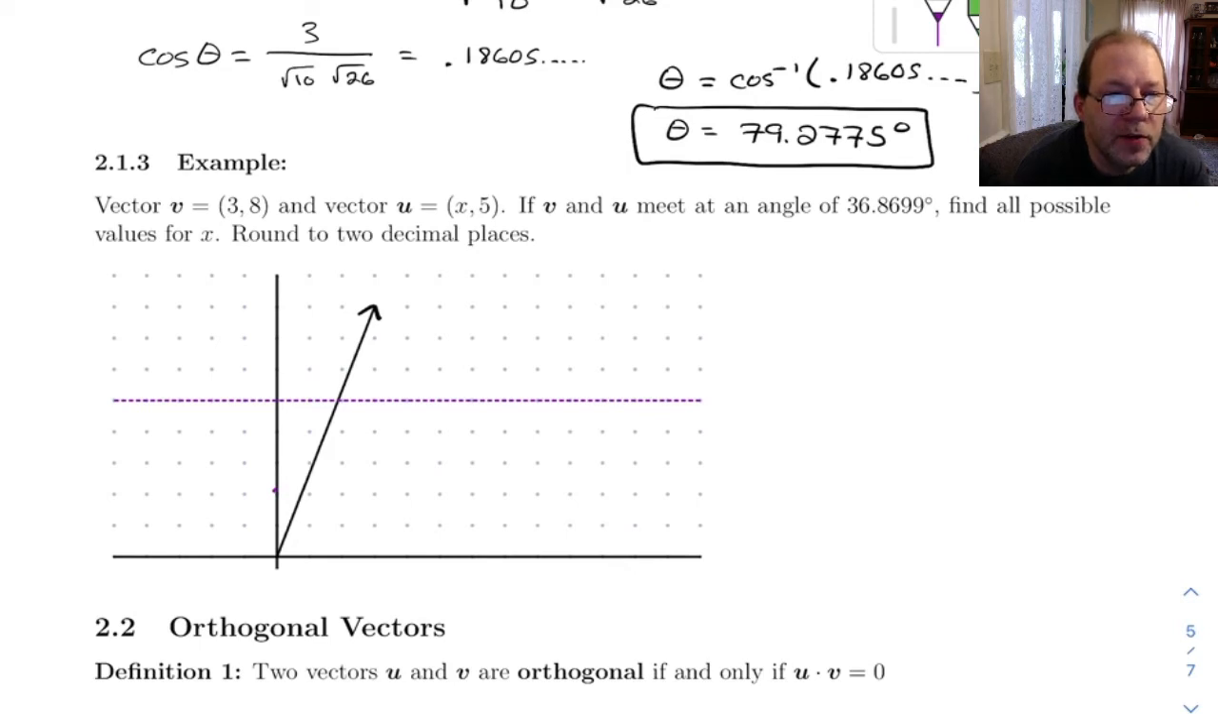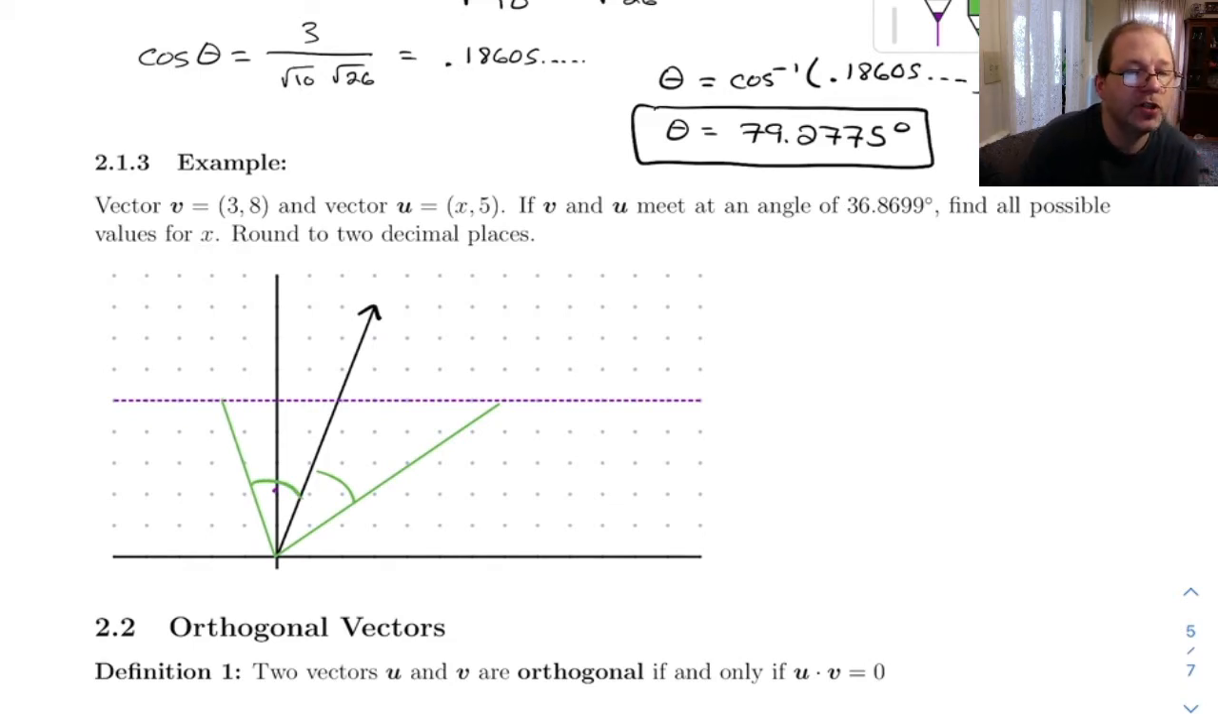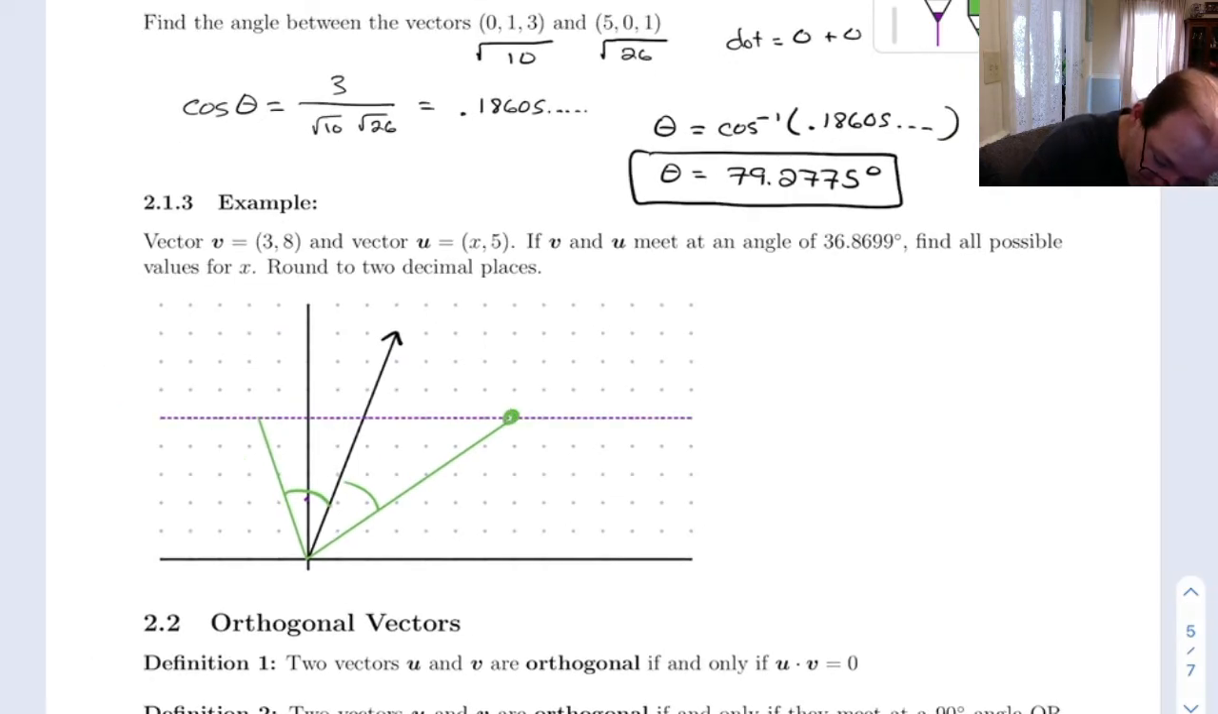But first, let's look at this. If I had a protractor, I could draw something in from here. But here's our other vector. It's supposed to come over here and make an angle of 36.8699 degrees, so it should look something like that. And then we're going to have another one over here where the angle would be the same. So we should be able to find two solutions for this. I'm just eyeballing that angle there.